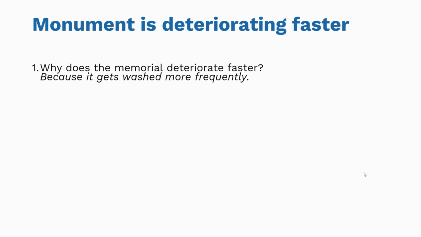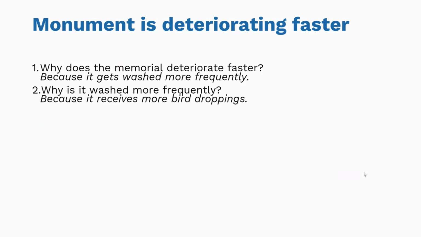Okay. So the first question we will ask is why is it deteriorating fast? Okay. So the answer is because it is getting washed very frequently. So now the next question is why are we washing it so frequently? It is not a house; it is a monument. So the obvious question is why should you wash it so frequently, right? Because it receives more bird droppings.